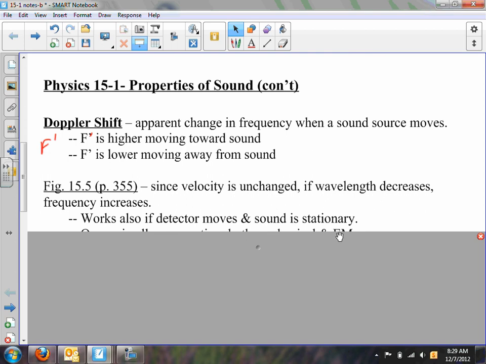Since the velocity is unchanged, if the wavelength decreases, the frequency would have to increase. You know, the speed of sound is a constant in a given medium. So if you change your wavelength, it has to be at the expense of the frequency. We know velocity is wavelength times frequency. So if the wavelength goes down, the frequency would have to go up in order for the speed to be a constant. And like I mentioned, it also works if the detector moves and the sound is stationary.